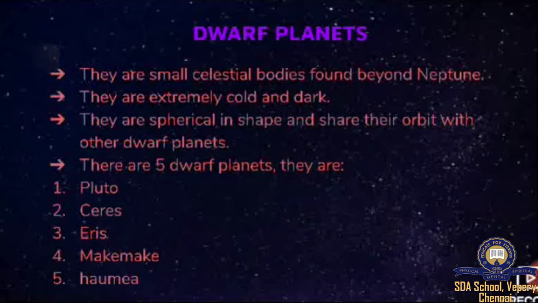There are 5 dwarf planets. They are Pluto, Ceres, Eris, Makemake, and Haumea.